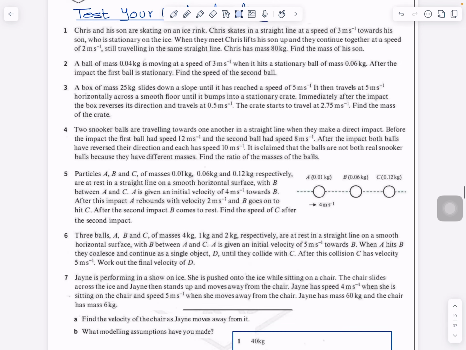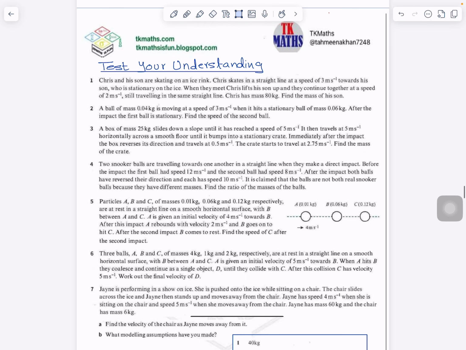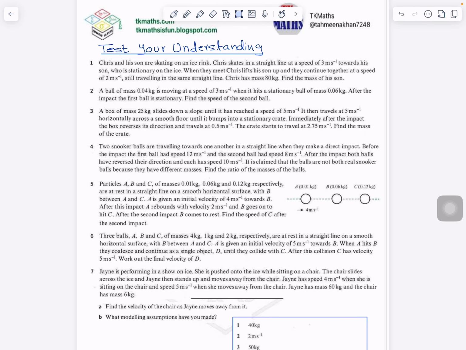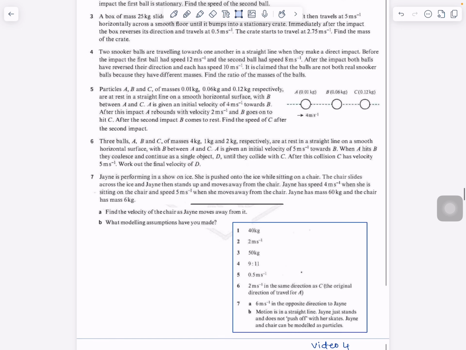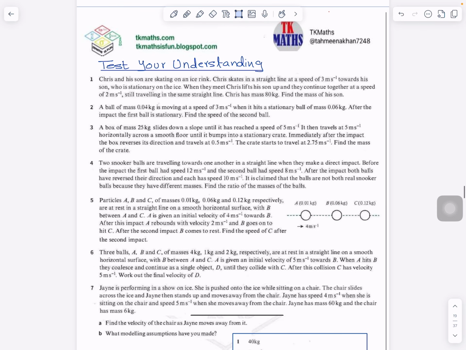So here are a few questions. If you want to test your understanding, you can take a picture of these questions and solve them. The answers to these problems are given below. The solution is not here in detail, so if you find it difficult, you can write in the comments and I'll explain it to you.